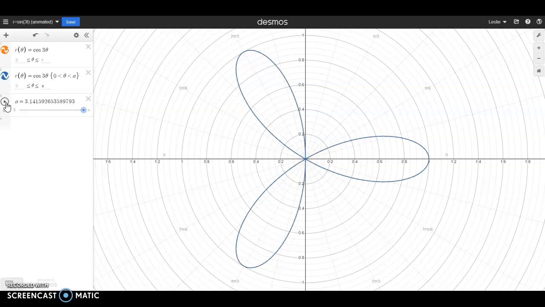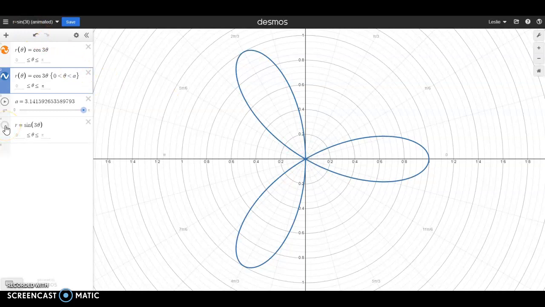Now, I could start with theta equals 7 pi over 12 if I wanted to. That would make my graph start in some other kind of random feeling place, and then I would just go from there. I could still get a complete graph. But we tend to start at theta equals zero just because it's convenient.